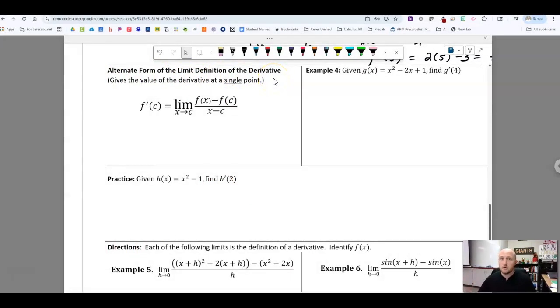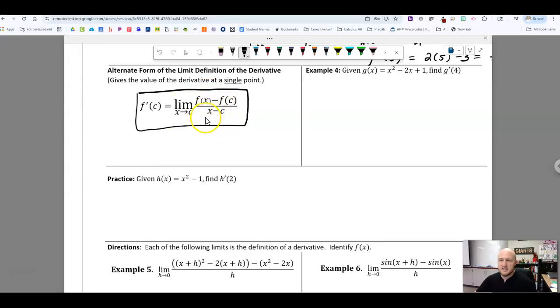In the previous video, we went ahead and found how to find a general derivative of a function. So I could plug in an x value, and that's what it was. We do have the derivative at a single point called the alternate form of the limit definition, and here it is. It is f prime of c, again c is a specific x value that you're going to plug in, is equal to the limit as x approaches c of f of x minus f of c over x minus c.